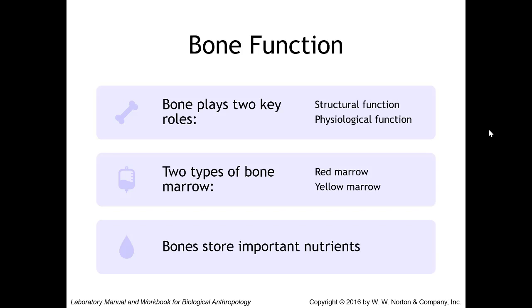The other thing is that bone stores important nutrients, particularly calcium and phosphorus. When these nutrients are needed anywhere else in our body, they can be released from the bones and sent wherever it is necessary. So by producing blood cells and storing fat and key nutrients, the skeleton plays a vital role in supporting the overall health of the body.